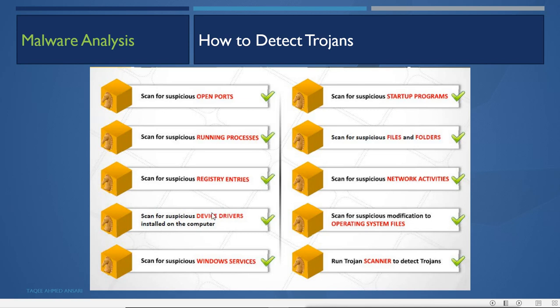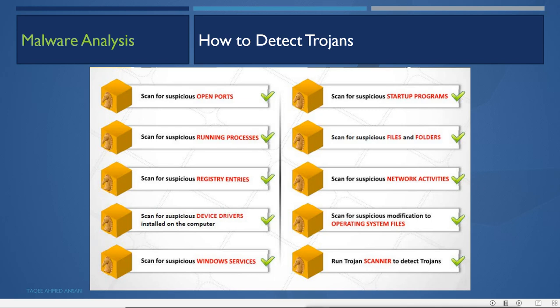Remember, device drivers can hide DLL files there. Then scan for suspicious Windows services running, because these trojans will make our machine a server. It can make our machine an FTP, SNMP, or HTTP server. Scan for suspicious startup programs which run when our system is starting. Scan for suspicious files and folders if they suddenly appear. Scan for suspicious network activities. Scan for suspicious modifications to the operating system files. Run a Trojan scanner to detect the trojans.